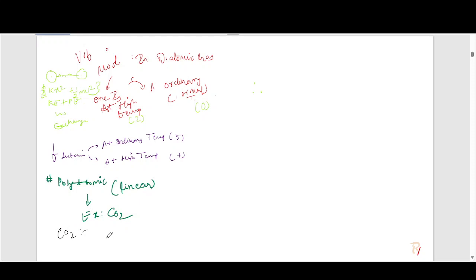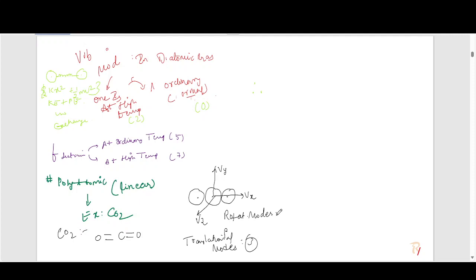Taking an example like CO2, let me give an example visualization. That means take a polyatomic linear molecule having a nucleus, with the x axis, y axis and z axis. The translation modes are three, and the rotational modes are two.